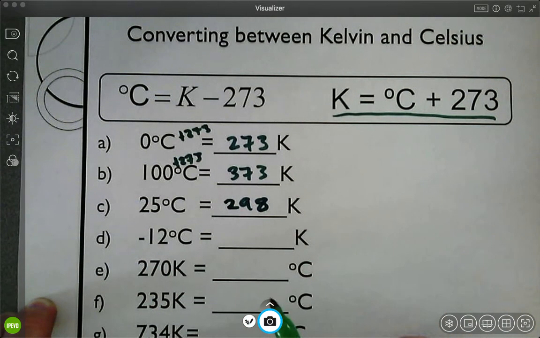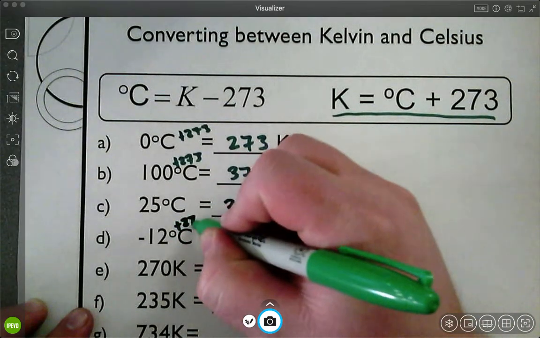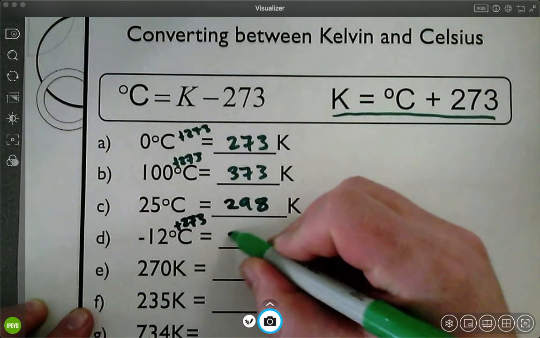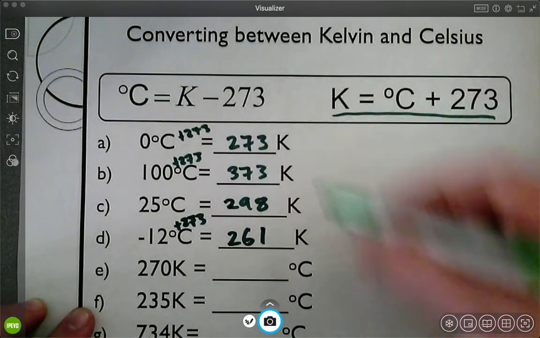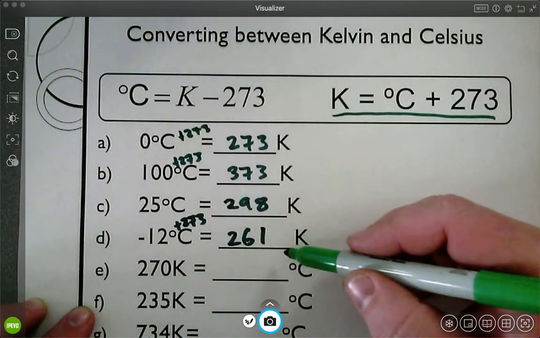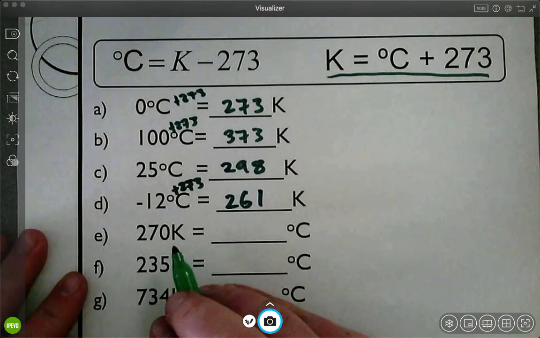Negative 12 degrees Celsius. Go ahead and do this one. Careful, it's a negative number. Add 273 to it, and we get 261 Kelvin. Okay? These are always going to be positive, by the way. Kelvin is always positive.